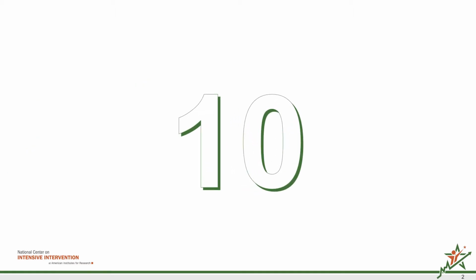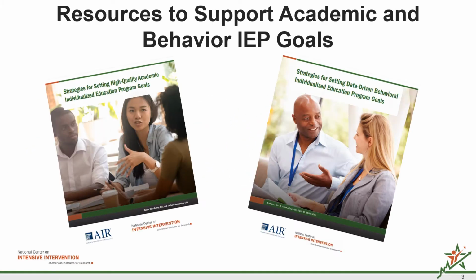Resource number 10. In number 10, we have strategies for setting high-quality academic individualized education program goals and strategies for setting data-driven behavioral individualized education program goals. These two guides provide information about setting data-driven IEP goals. The academic guide provides an overview of 4 important steps that are required for setting a valid goal for individual student performance: selecting a measure, establishing baseline performance, choosing a strategy for setting the goal, and writing a measurable goal.